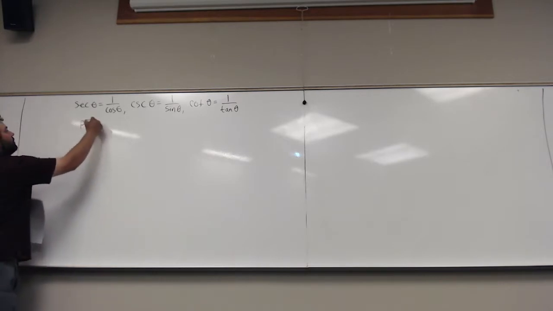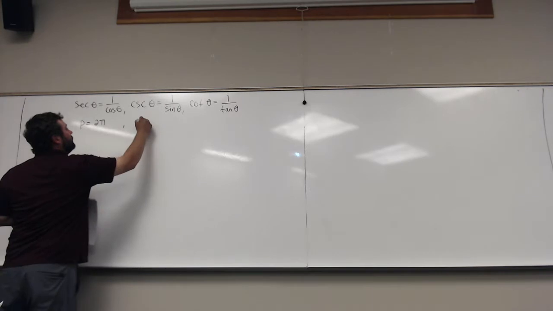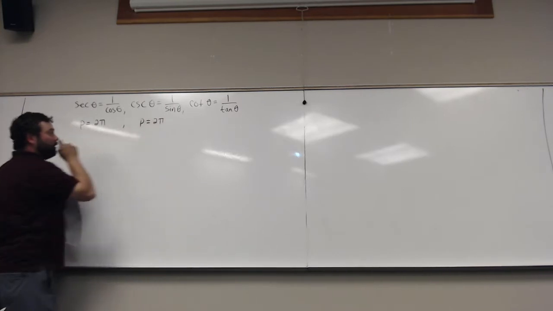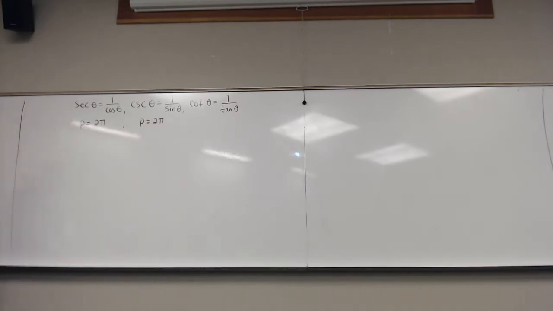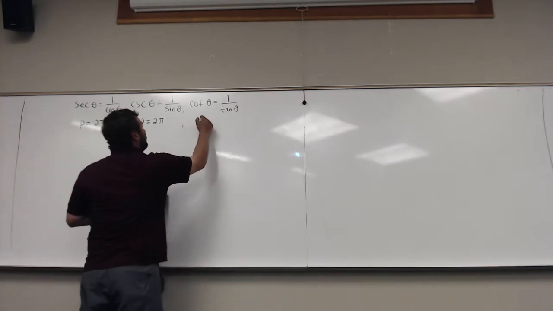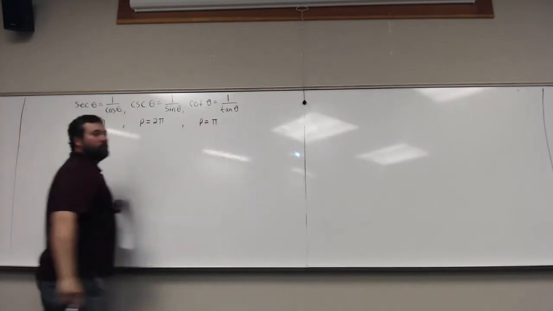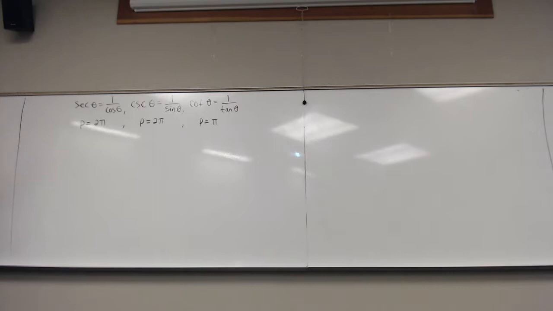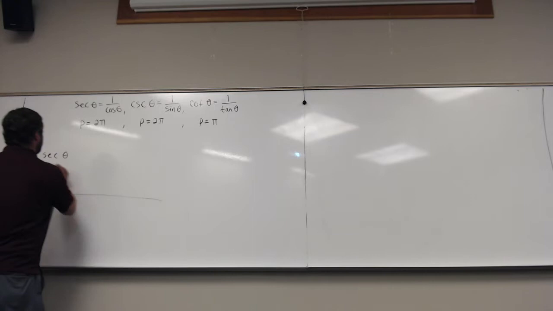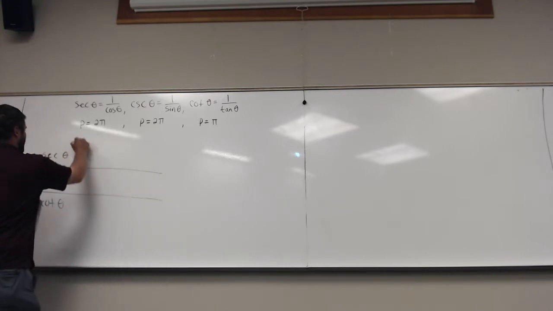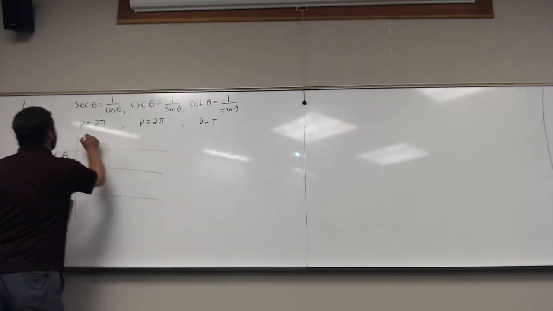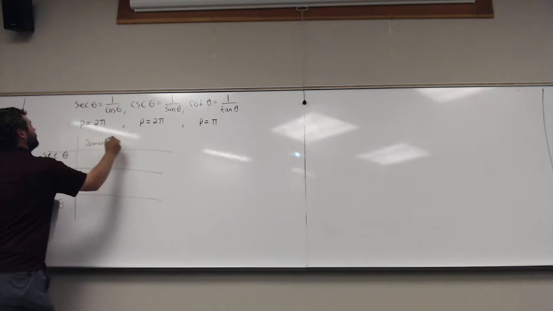Here the period of secant is 2 pi. The period of cosecant is also 2 pi. That comes from the period of sine and cosine. And the period of cotangent is pi, just like it is for tangent. So there's your 3 reciprocal trig functions. I'll make a quick table, and we will write down the domains and ranges again of these.